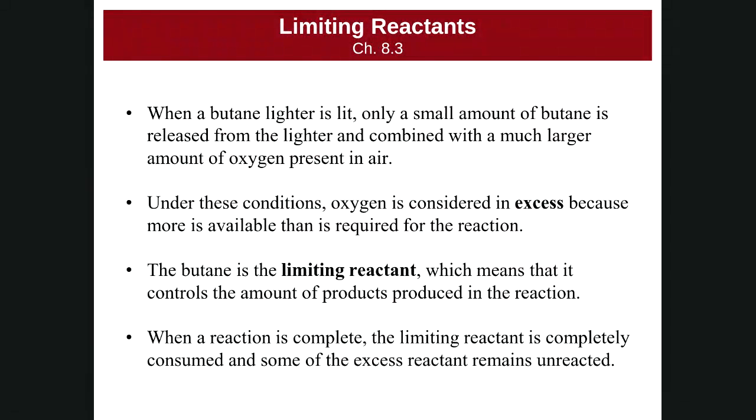So when you have a butane lighter and you light it, there's only a small amount of butane gas that's released from that lighter, and it combines with a lot of oxygen present in the air. So we don't put any kind of number on the oxygen present in air, so we call that excess. That's considered excess because there's so much more available than is required for the reaction, which means that butane is our limiting reactant. So butane controls the amount of products that are produced in the reaction.